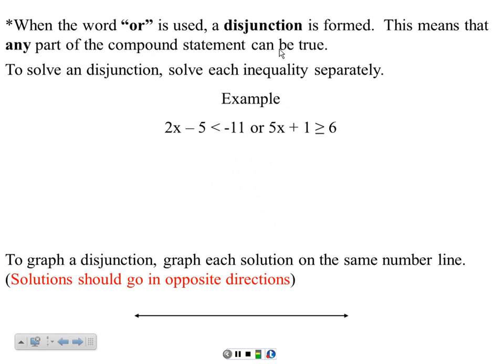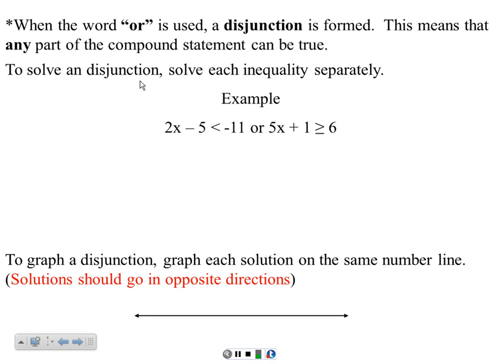So the next one that we're going to talk about is a disjunction. We just talked about the conjunction, and with the conjunction you're going to see the word and, and the graph should converge. With a disjunction you will see the word or. You don't have a choice. You have to see the word or. If you see the word or, it is a disjunction and your graphs are going to diverge. In other words, they're going to go away. So this means that any part of the compound statement can be true.